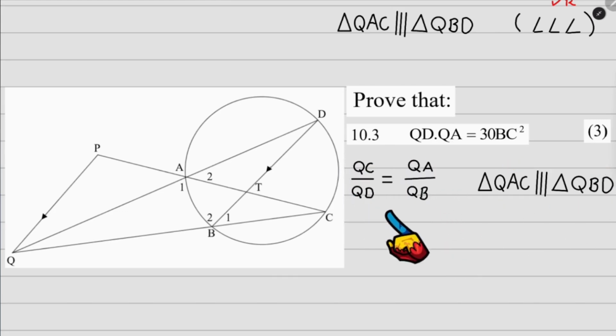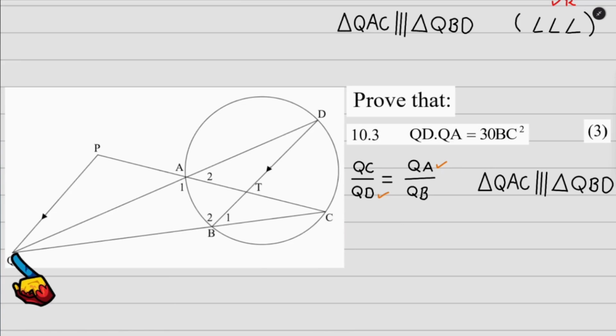Okay, and I'm going to look at this, and I'm going to analyze what I want and what I want to get rid of. So I want QA in the mix, and I want QD in the mix, but I don't want QC and I don't want QB. So I'm going to start to look at these and how I can get rid of them. So let's start off with QC.